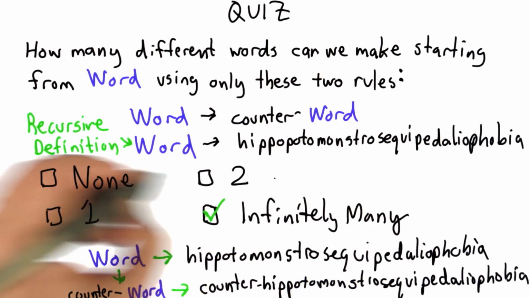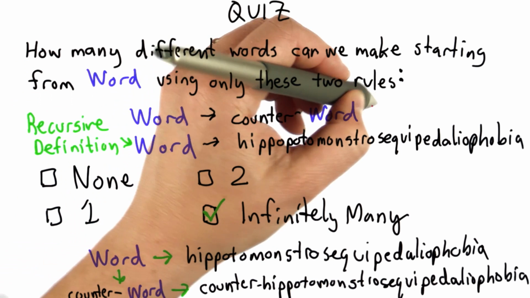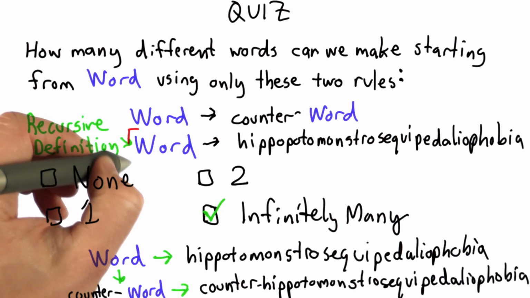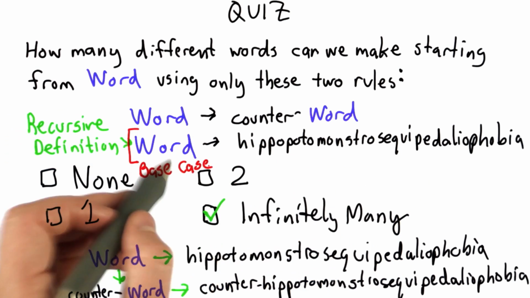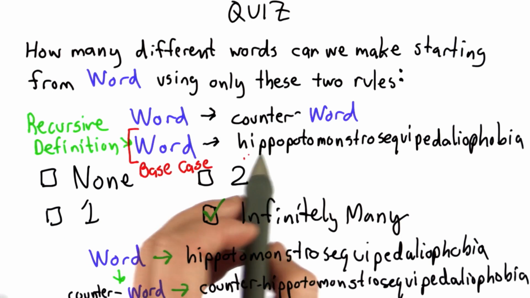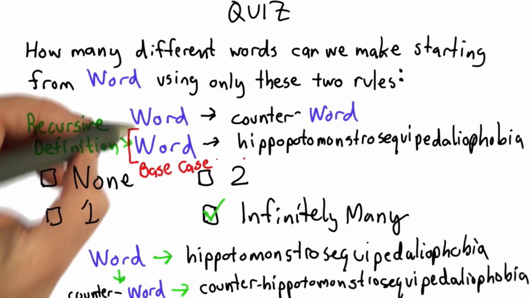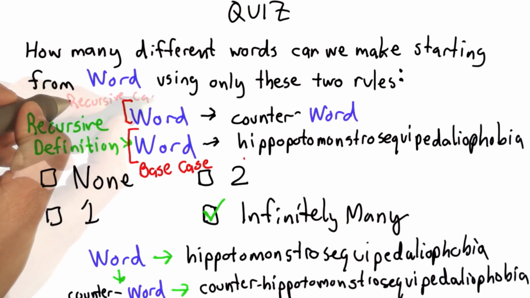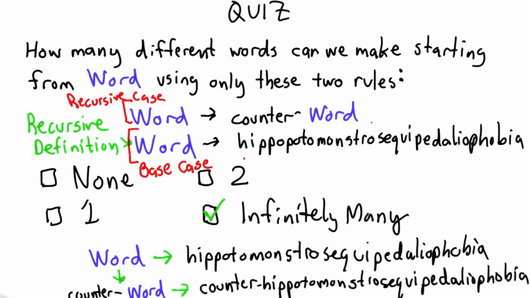So this is what's called a recursive definition. And the important thing that it has is two parts. It has a base case, which is here. That's the stopping condition. That's something that says we have at least one word that we can define already, that we don't need to define in terms of word. And it has the recursive case that says we can define a word in terms of another word. And if we combine those two, well, now we have a definition that can make infinitely many words.